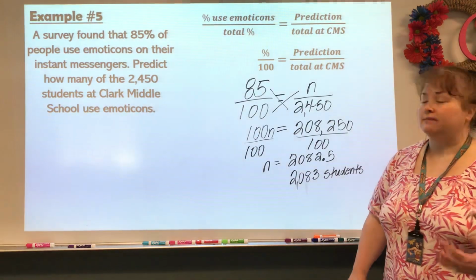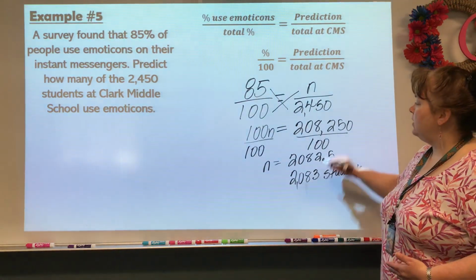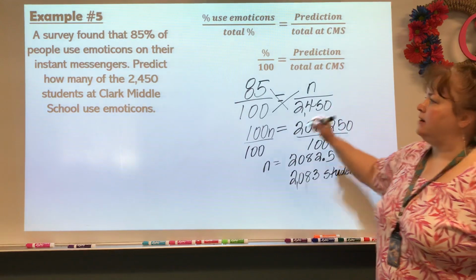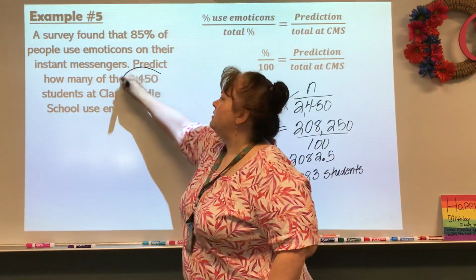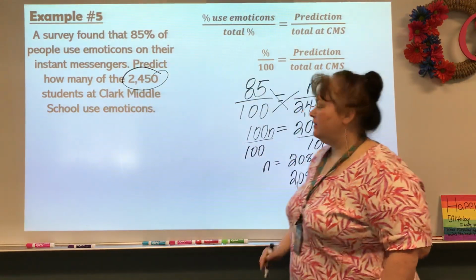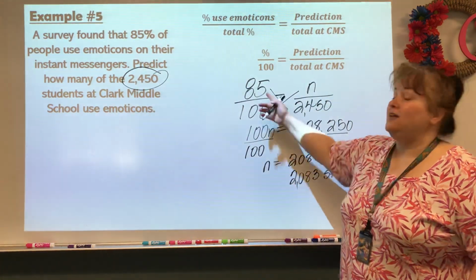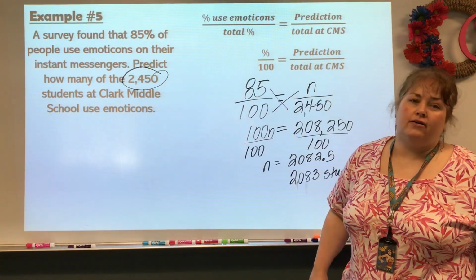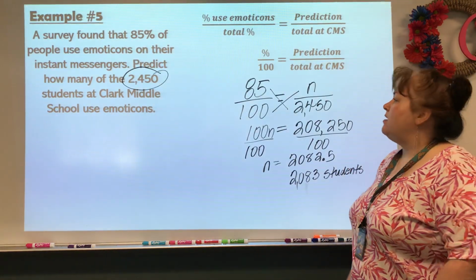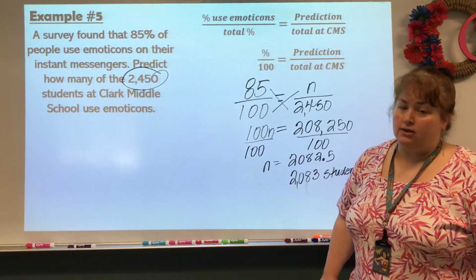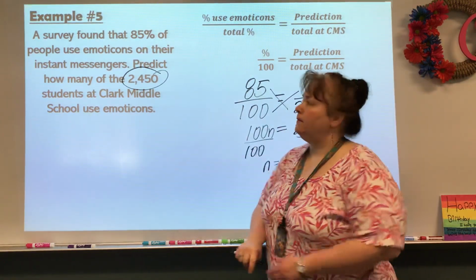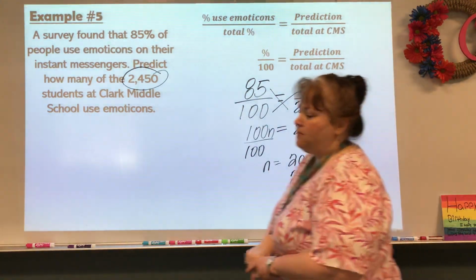Now, that number is pretty close to our total, right? Our total of students is 2,450. This number is pretty close. It should be, because 85% is almost all, right? You're only 15% away. So that number should be pretty close to the total amount. Okay. All right, we have one more.